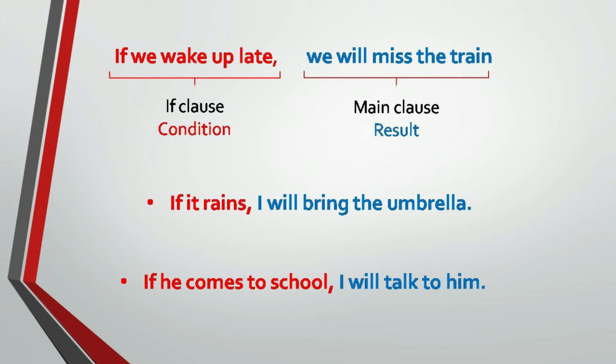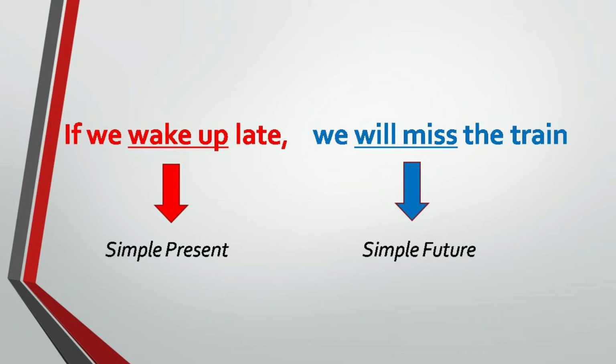If he comes to school, I will talk to him. In this example, we can see the if clause we have written in the form of simple present tense. If we wake up late, we will miss the train. Here in will miss the train, we have used will plus the base form, that is the infinitive. To write the main clause we use simple future.